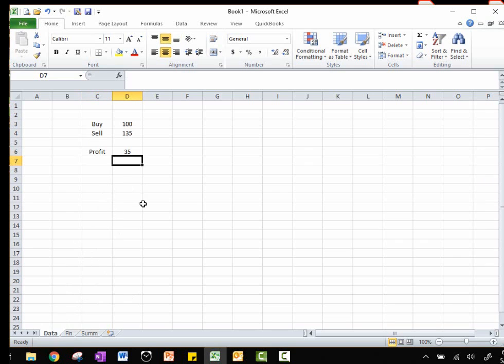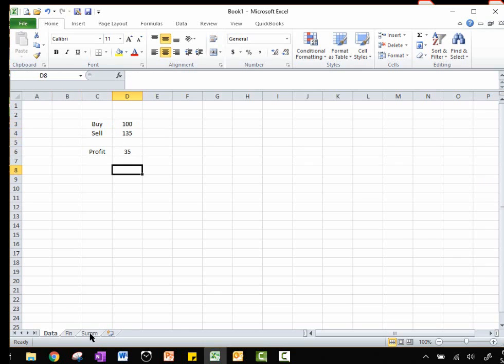Let's go back to data. This time, watch what I'm going to do. I place my cursor here on the 100, and up here in the cell reference, let's say I underscore buy. You can call it anything. Here, I'm going to call it I underscore sell.